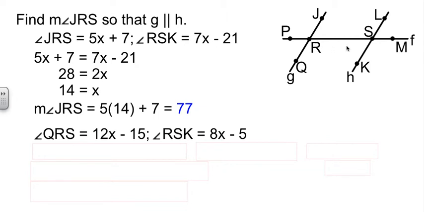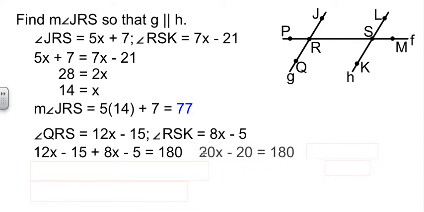Well, those are on the same side of the transversal and they're interior. So same side or consecutive interior angles tells me that they have to add up to 180. Well, if they're equal to 180, I can clean that up a little bit. Move the 20 over to get 200, and then divide, x equals 10.